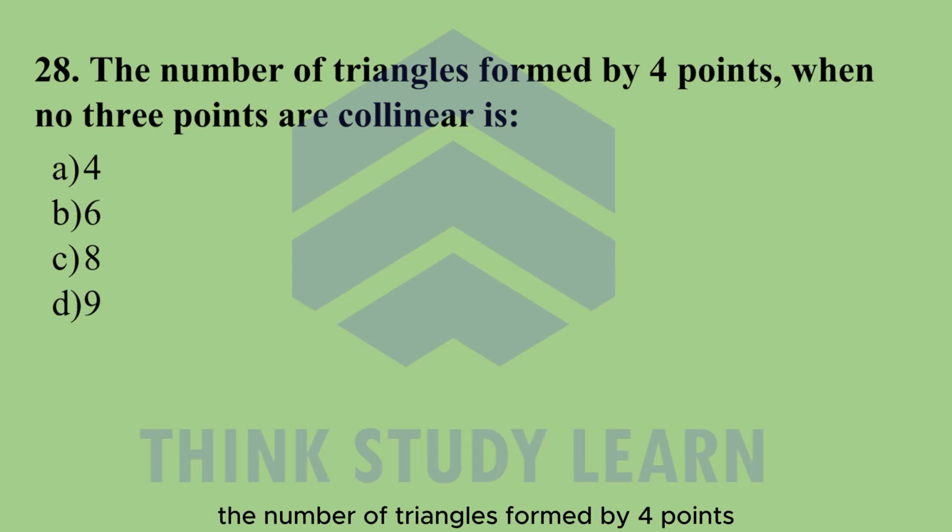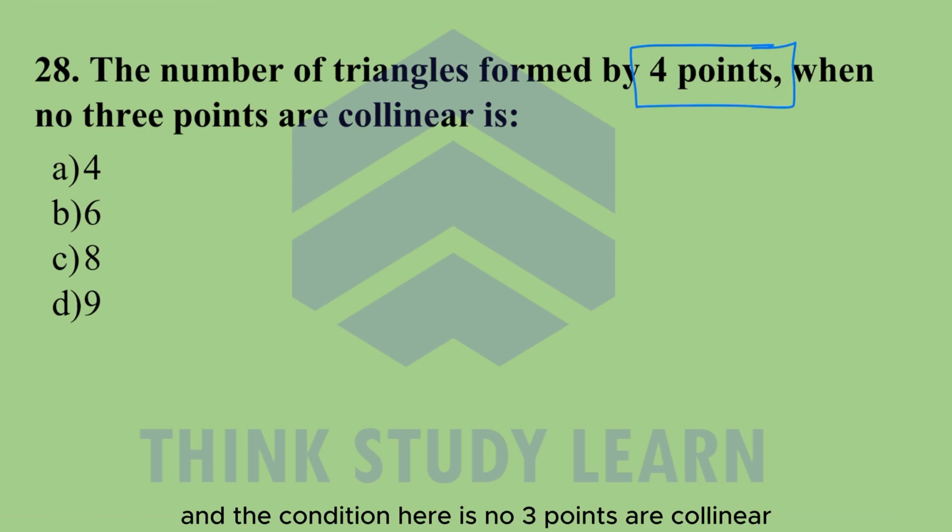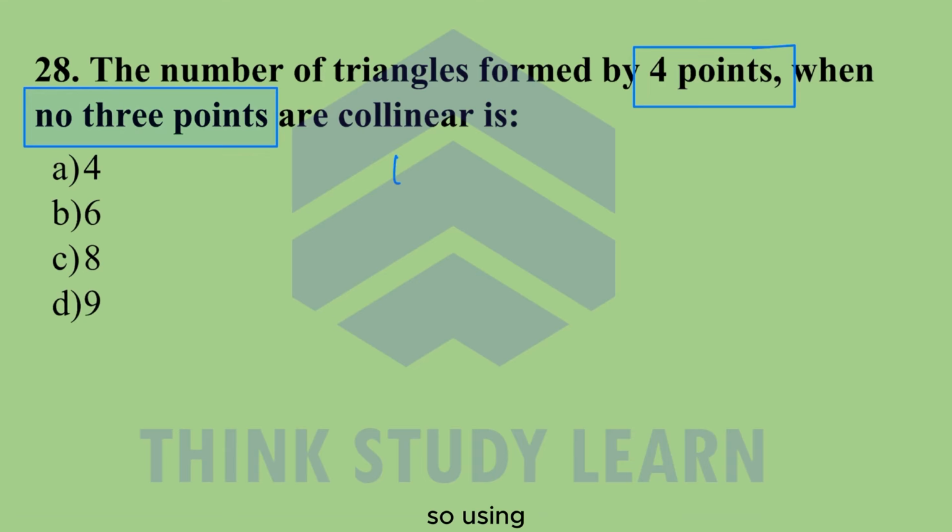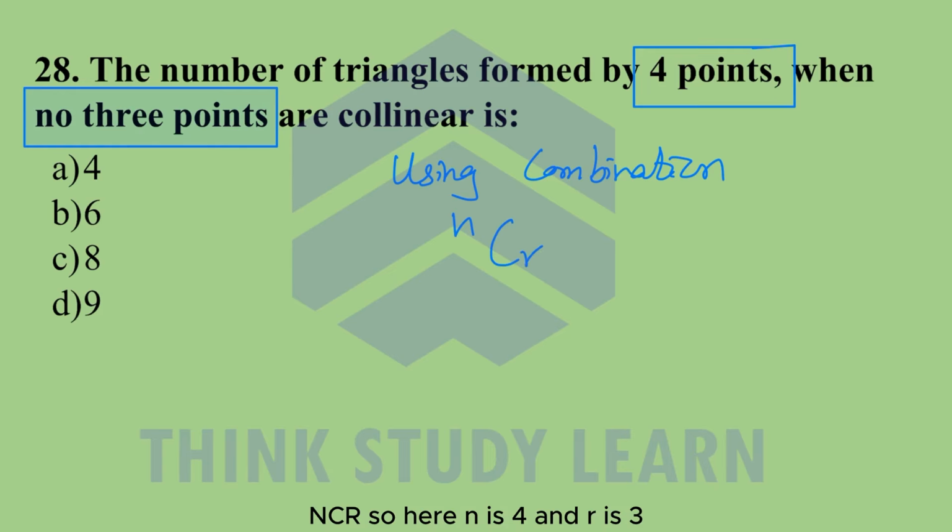The number of triangles formed by 4 points when no 3 points are collinear. So there are a total of 4 points and the condition here is no 3 points are collinear. So using the combination formula nCr, here n is 4 and r is 3, putting the values 4C3. When we solve this, the value comes out to be equal to 4. So there are 4 triangles. A option is the right answer.